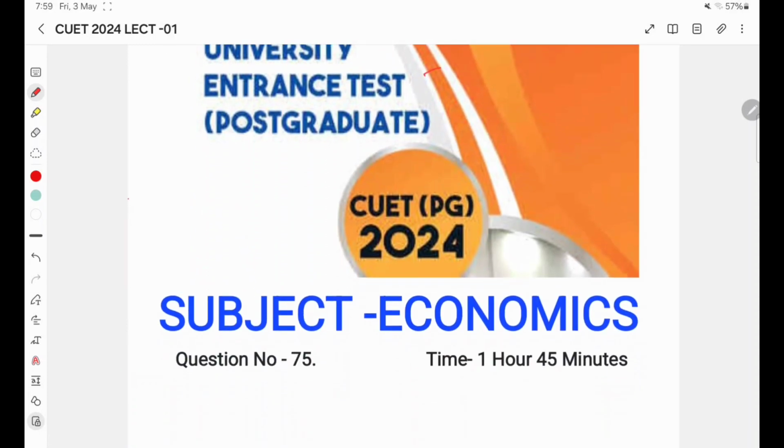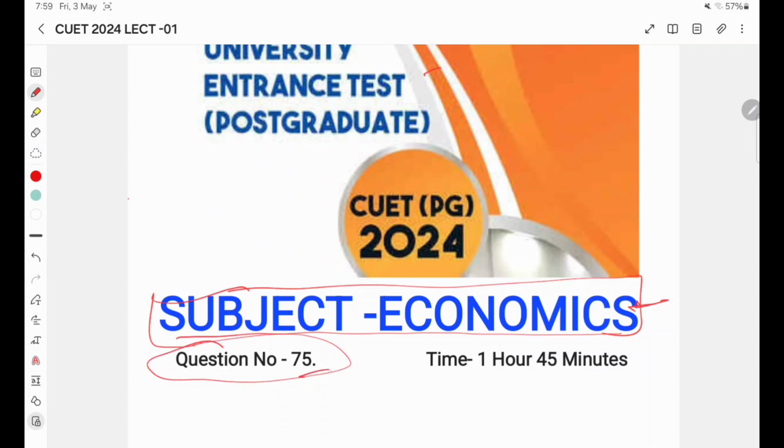So this year the exam was conducted in the month of March. Our discussion will be confined to the subject economics, and we are going to discuss the paper of economics. The total number of questions is 75, and the time duration given to you is 1 hour 45 minutes, and within that time period we have to attempt 75 questions.